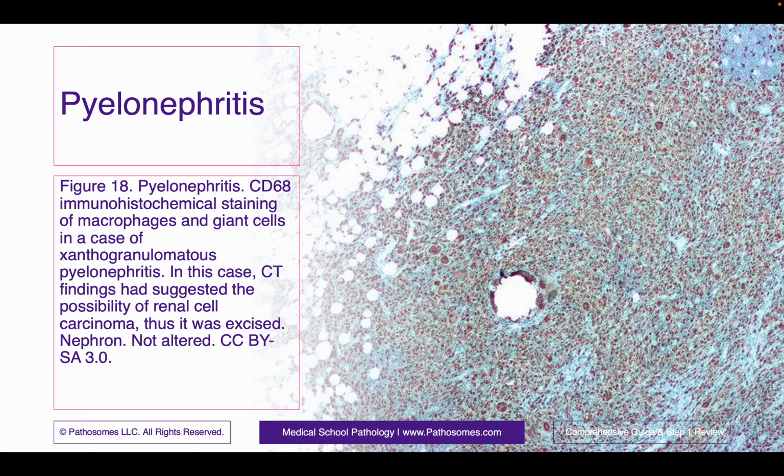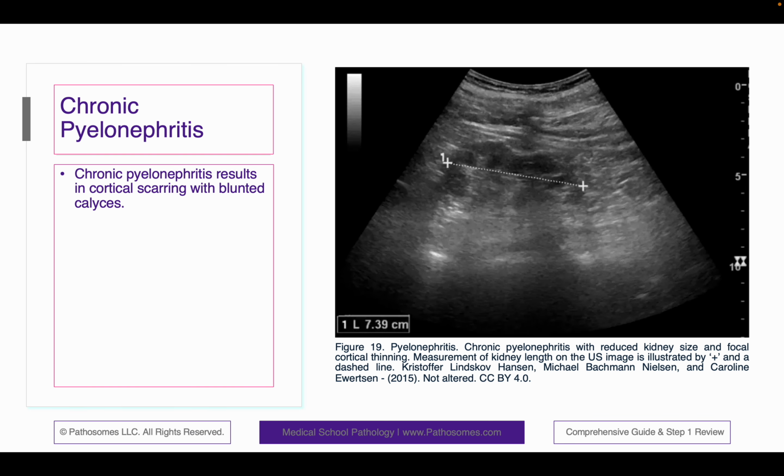To the right here, we can see CD68 immunohistochemical staining of the macrophages and giant cells in xanthogranulomatous pyelonephritis. This looks familiar, right? CD68. And to the right here, we can see chronic pyelonephritis that results in cortical scarring with the blunted calyces.